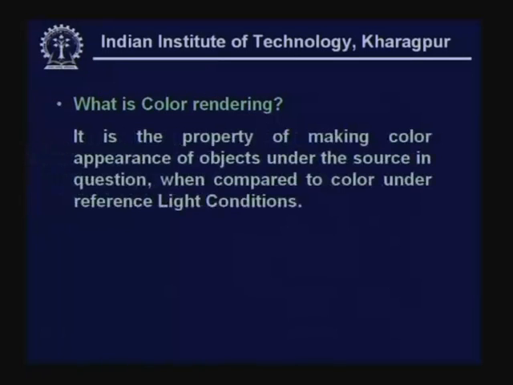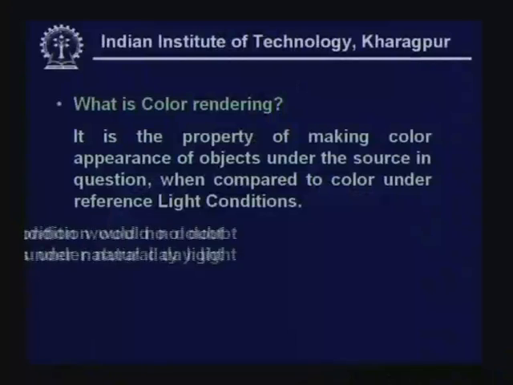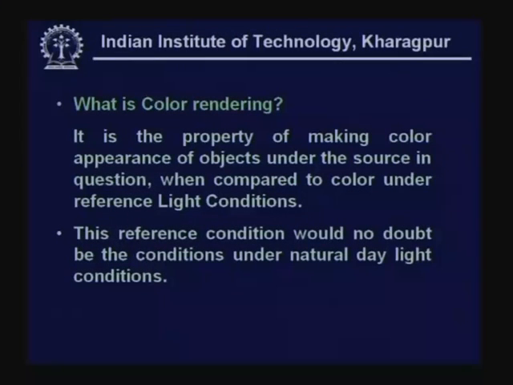So, what is color rendering? The color rendering is the property of making color appearances of objects under a test source, namely when compared to the same color under reference light conditions. So, this is a property of the color appearance obtained from the object under the test source, I mean whichever source we are trying to examine or investigate, with respect to the source under reference light conditions. No doubt the best reference condition would be natural daylight conditions.